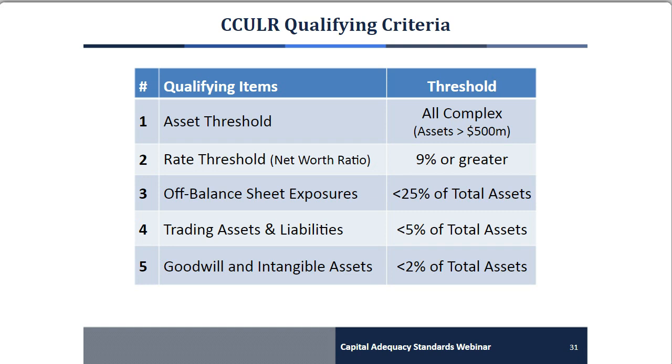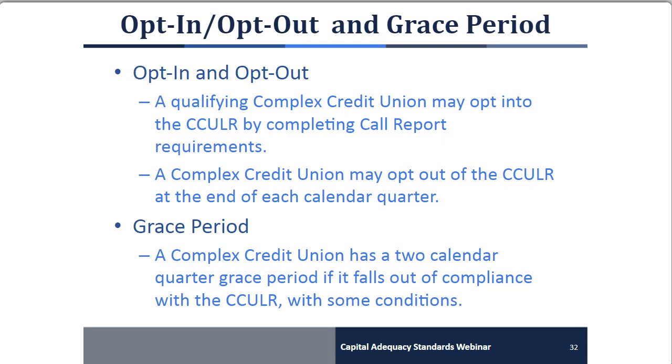The qualifying criteria identified here are established to ensure credit unions with an elevated level of risk continue to follow the risk-based capital requirements to help ensure they hold capital commensurate with the level of risk within their portfolios. The 3 qualifying criteria are off-balance sheet exposures, trading assets and liabilities, and goodwill and intangible assets. Those credit unions with balances in excess of the established thresholds identified will not be able to opt into the CULR framework and will be required to calculate their risk-based capital ratio.